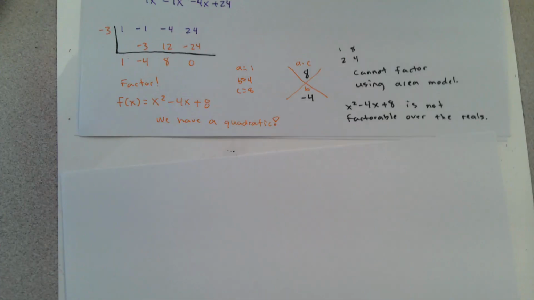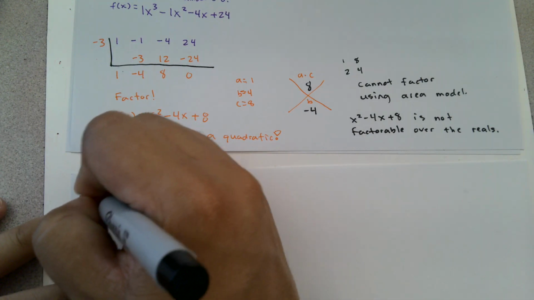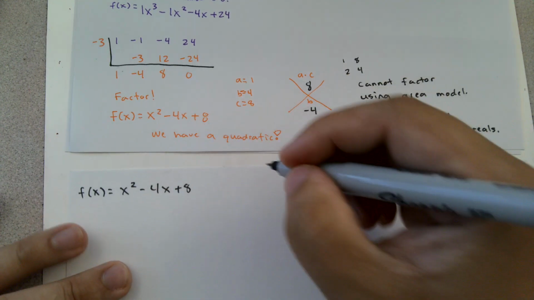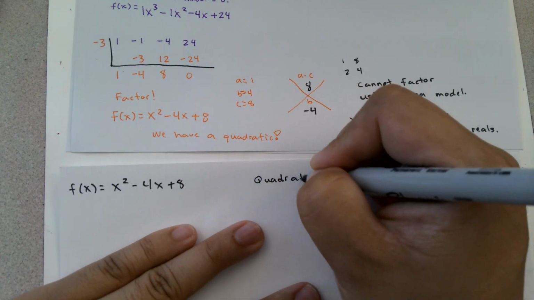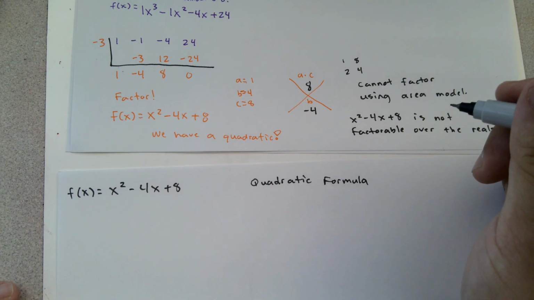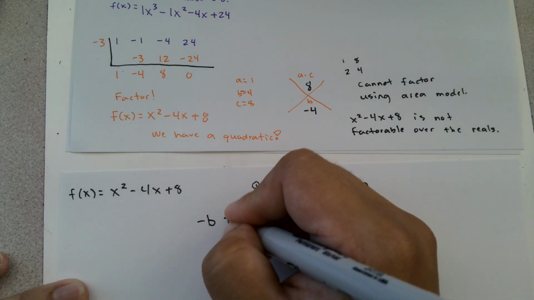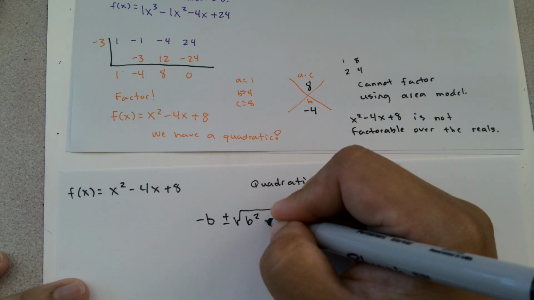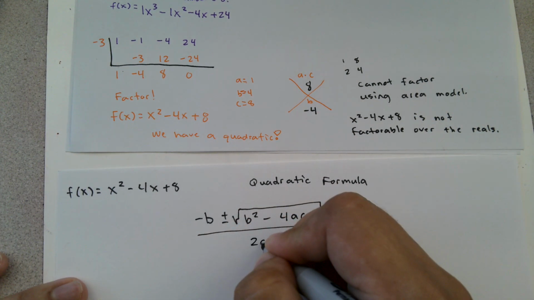So we're going to factor that quadratic. We're going to factor f of x equals x squared minus 4x plus 8 using the quadratic formula. We are going to have imaginaries. The quadratic formula is -b plus or minus the square root of b squared minus 4ac divided by 2a.